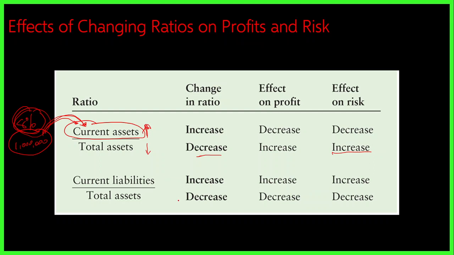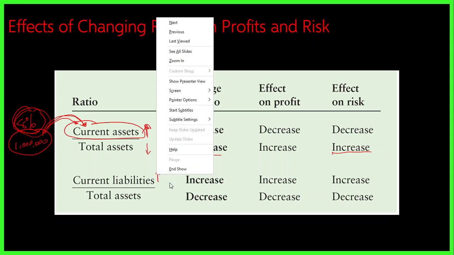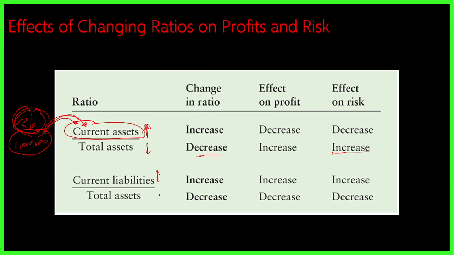What happens to your profit and the risk if this ratio will increase? When will this ratio increase? If your current liabilities will increase, so that's one, or your current assets will decrease. But let's just focus on this one. If your current liabilities will increase, your profit will increase. Paano po nangyari yon?